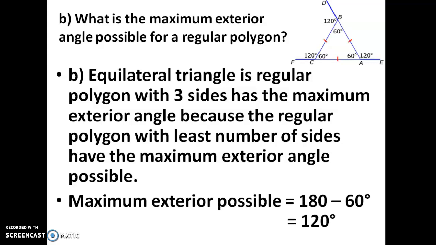So how much can the maximum exterior angle be? 180 minus 60 degrees. Why 60 degrees? It's the interior angle. So 120 is the maximum exterior angle.